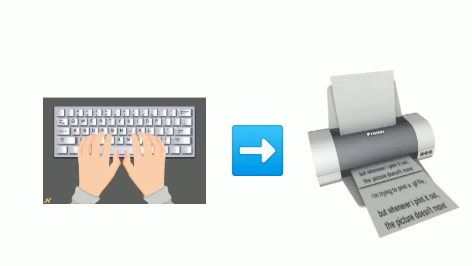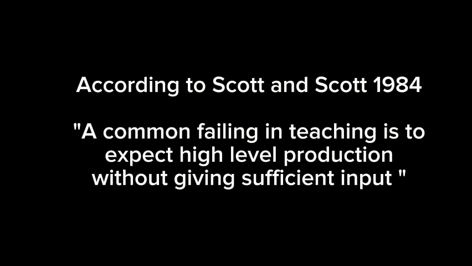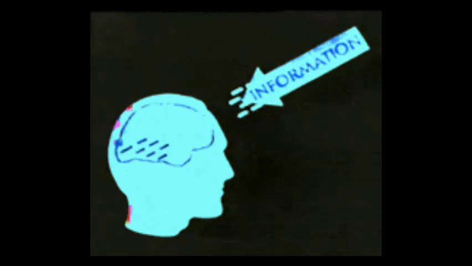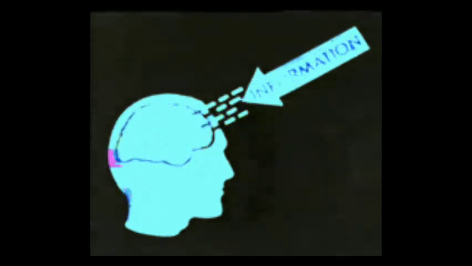The first one here is input to output. In this strategy, students are provided with input as the basis for production, or the output. The lack of sufficient use of this strategy can be inferred from the following criticism of methodology in ESP. According to Scott, 1984, page 217, a common failing in teaching is to expect high-level production without giving sufficient input. Of course, when you are expecting output from the students, there should be sufficient input in order to produce an output. In instruction based on this strategy, the focus is on students acquiring explicit knowledge of preselected language items. The teacher selects specific items, such as target linguistic forms or features, as the focus of instruction.